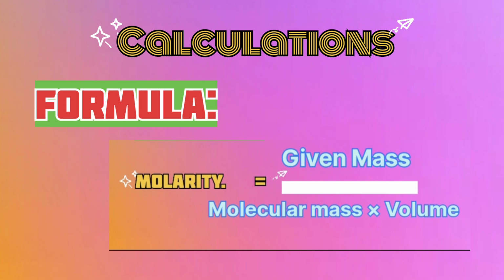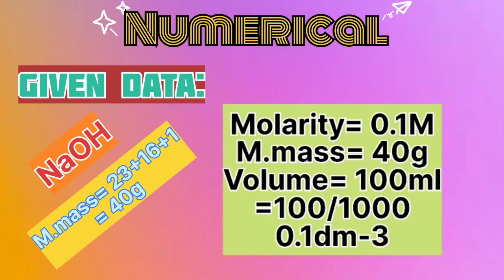First of all, what is the formula of molarity? Molarity is equal to given mass divided by the molecular mass multiplied by volume. Next is the given data: molarity is 0.1 molar, molecular mass is 40 gram, volume is 100 ml. Volume is converted into decimeter cube, so it is divided by 1000.